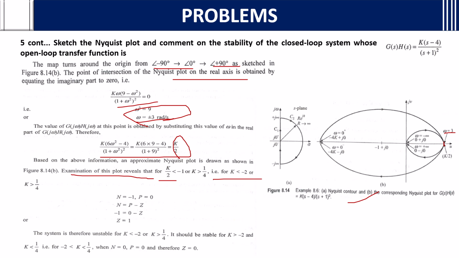If you consider here as k by 2, the Nyquist plot is in the clockwise direction, and only once it is encircling minus 1 plus j0, which means there is 1 zero and no pole. So N equals P minus Z: minus 1 equals 0 minus Z, so Z equals 1, which is on the right half of the s-plane, and the system is unstable.